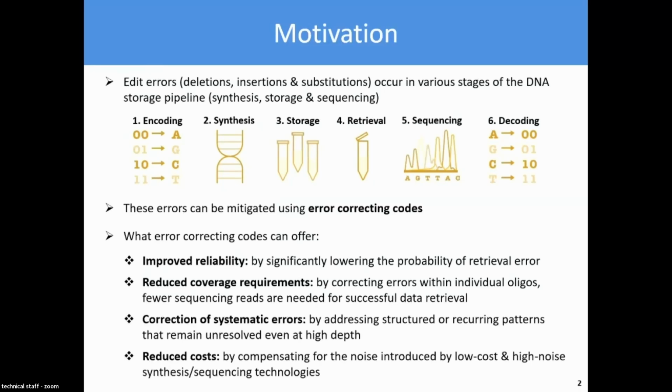And last but not least, this was briefly mentioned also, it can contribute indirectly to reducing the costs of DNA storage. Why? Because today, one of the reasons why synthesis is very expensive is because companies are putting so much effort to produce almost perfect oligos. But what if we work with less expensive and more noisy technologies and compensate for this excess in noise using error correcting codes? Then these cheaper technologies can become viable.